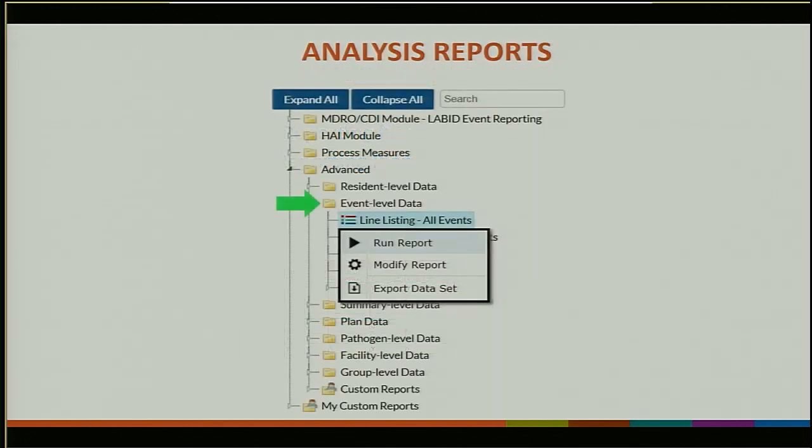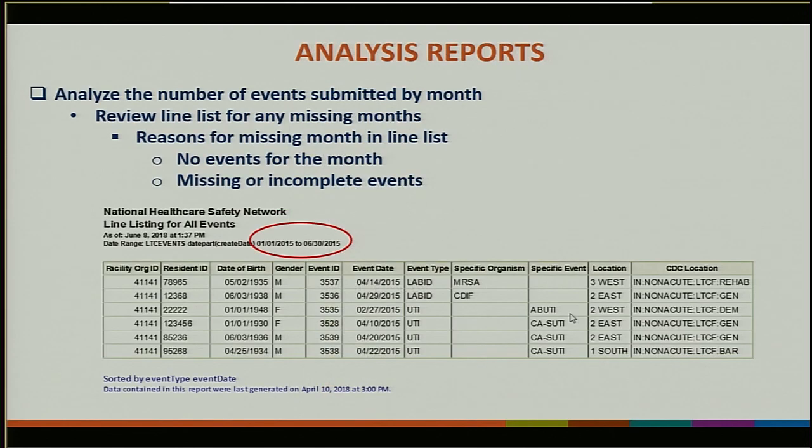Here's a screenshot of line listing where I've selected all events. Note for this report January through June was requested. Only February and April have events. Verify this is correct. Good surveillance can detect outbreaks quickly. Is there an outbreak on this unit? Notice that we've got several UTIs there back to back, but we don't have any for any other month. So that's why it's important for you to be entering all your data every month and looking at it.